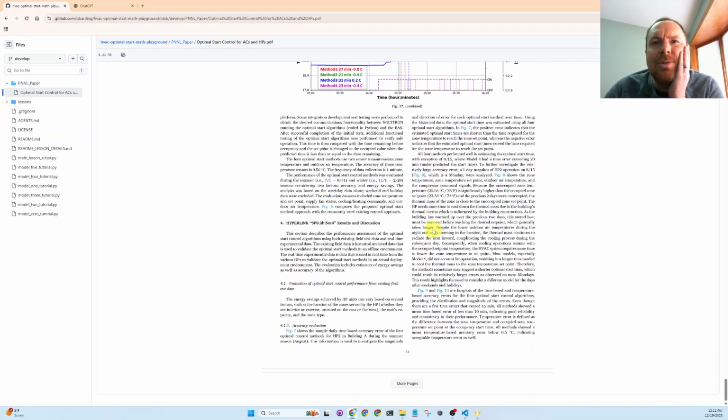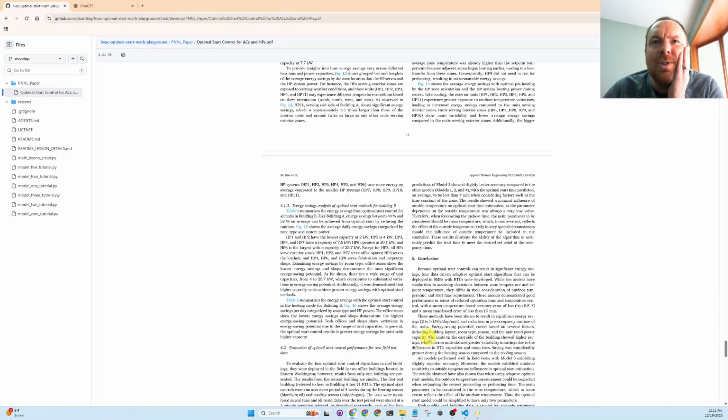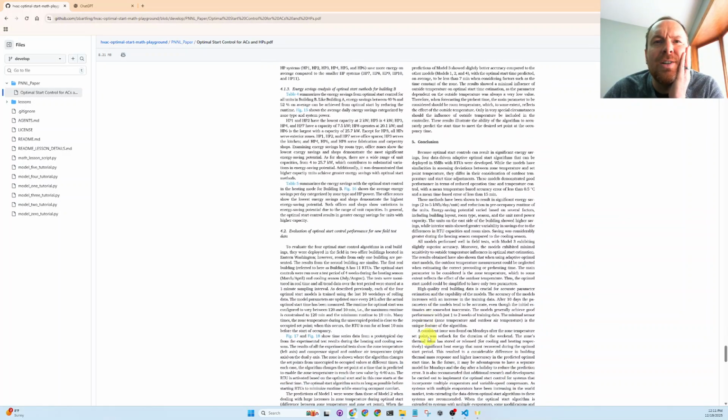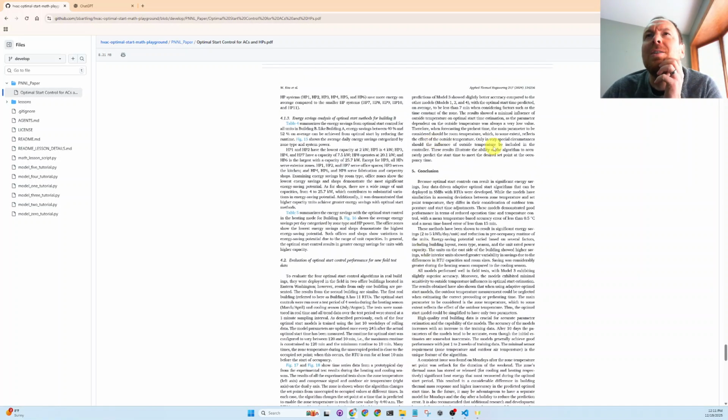So where are we? Load more pages. I just want to show you guys this. There's just so much in here. Predictions of Model 1 were worse than Model 2 when dealing with large increases of zone temperature during optimal start, which is the difference between zone temperature and zone set point. When the increments were bigger, however, Model 1 behaved better. So they have a bunch of notes in here. Some of the models performed better in different scenarios, but overall, Model 3 exhibited slightly superior accuracy.